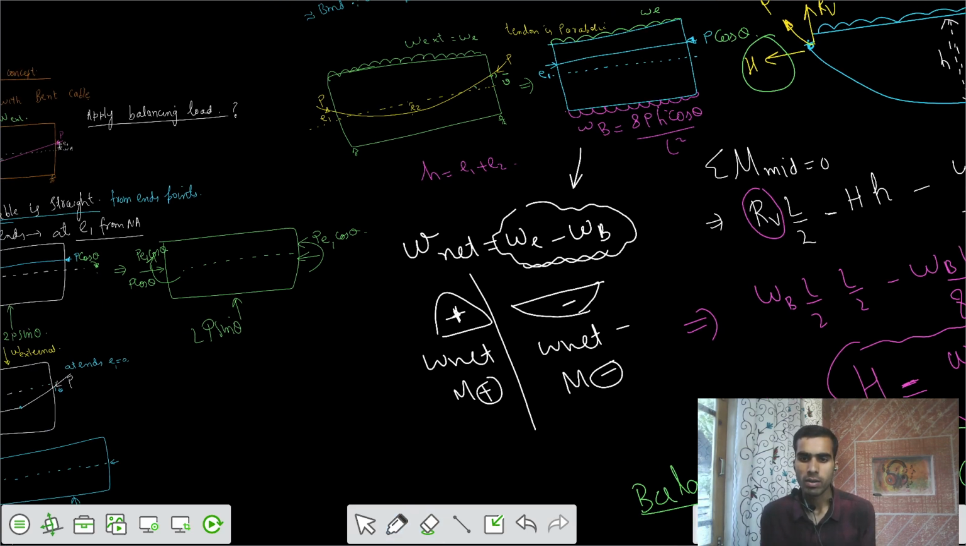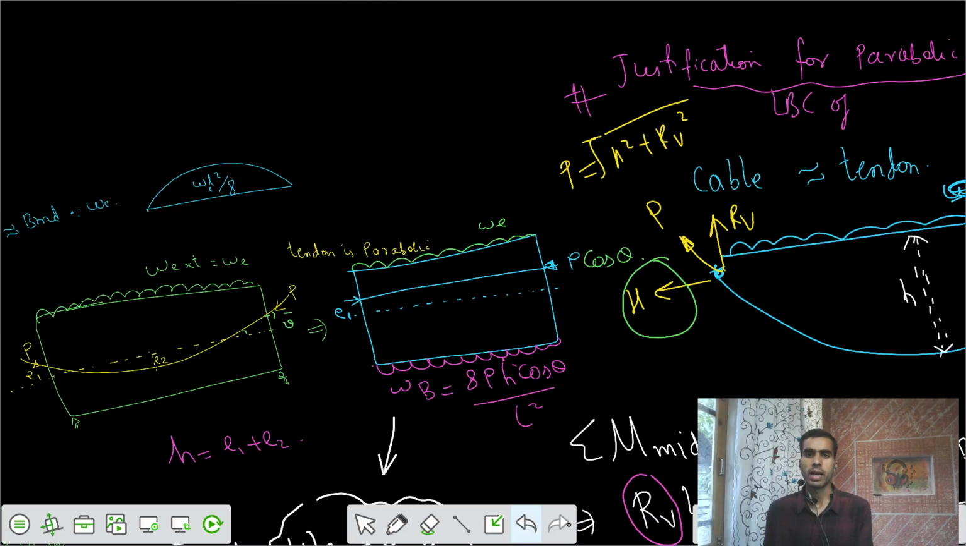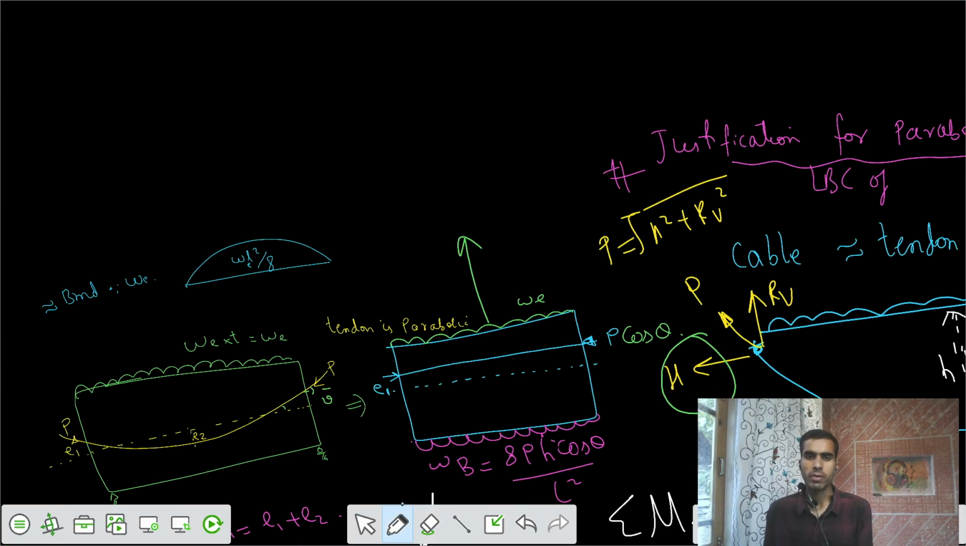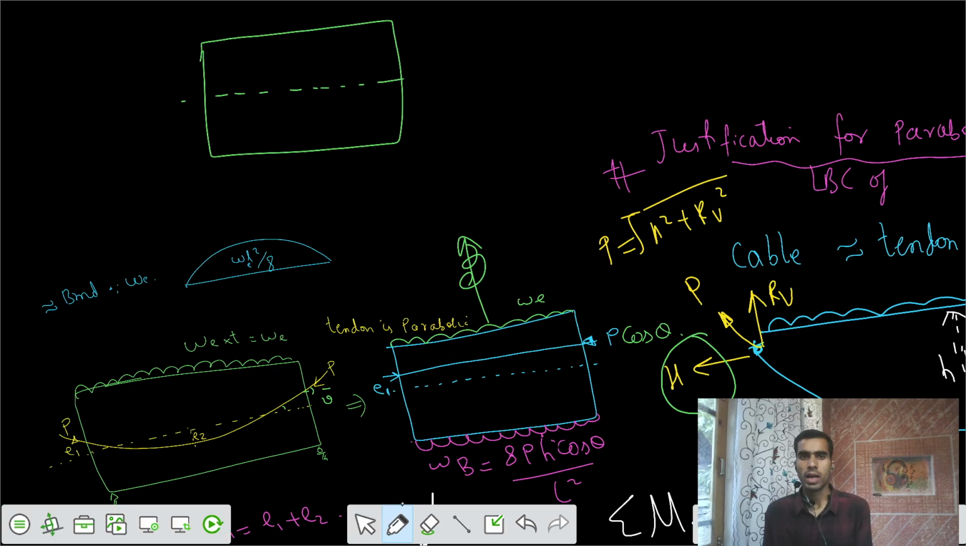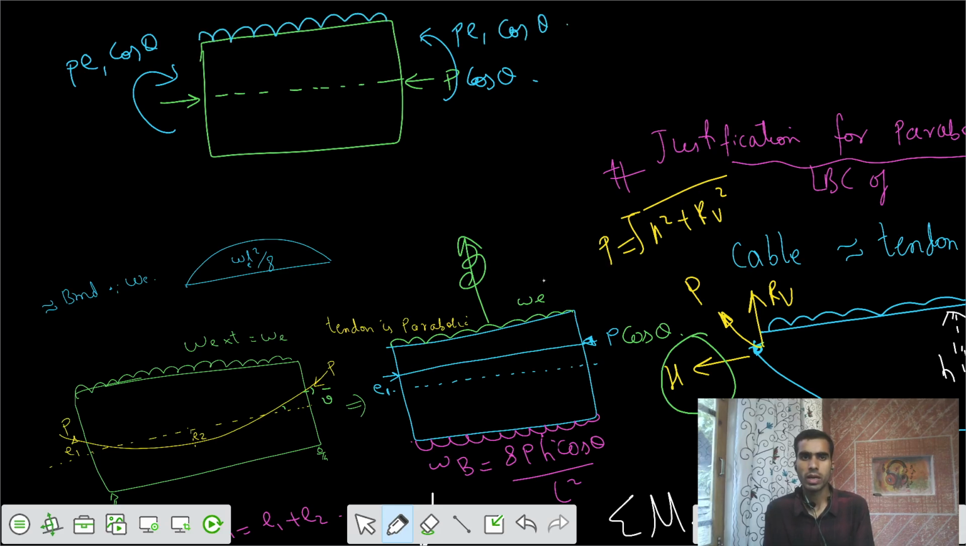Finally, this can be converted in this way: we have the neutral axis, and the load P is applied at the neutral axis, and we have P cos theta. Because the eccentricity is above the neutral axis, it would cause a sagging bending moment about the neutral axis, clockwise here, P E1 cos theta. From this side also we have some P E1 cos theta, and we had some external loads also, W external.